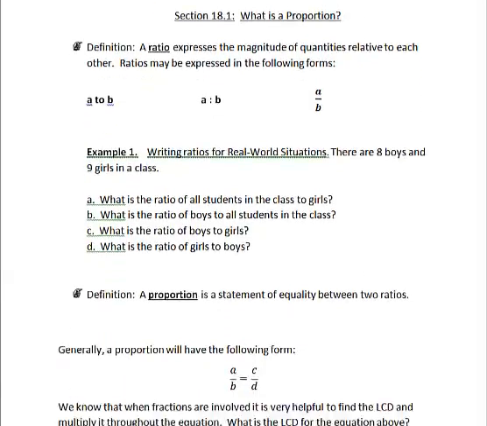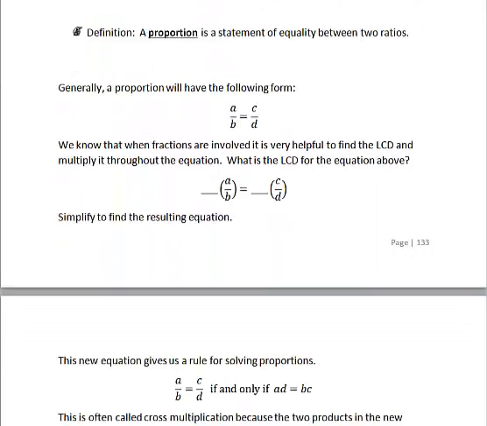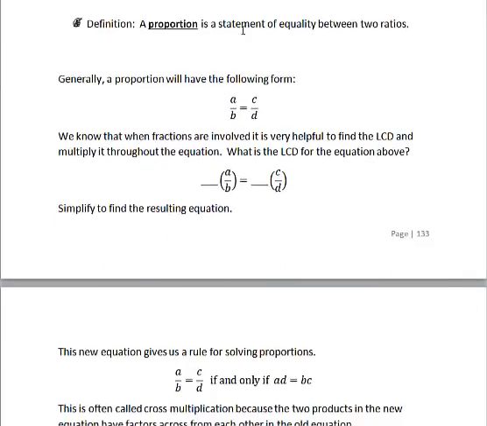So now we talk about what a proportion is. A proportion is just a statement of equality between two ratios. So we have two fractions that are set equal to each other, and as we saw earlier in the semester, fractions can be written based on different numbers. For instance, 8 divided by 2 is equivalent to 4 over 1, because both 8 and 2 are divisible by 2.